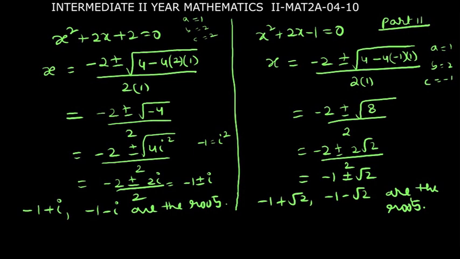So observe that whenever you have -1 plus i as a root, -1 minus i is also a root. Similarly, whenever you have -1 plus root 2 as a root, -1 minus root 2 will be a root. So whenever you have complex numbers or irrational numbers as a root of an equation, they occur in pairs. They won't come alone. They always come in pairs.